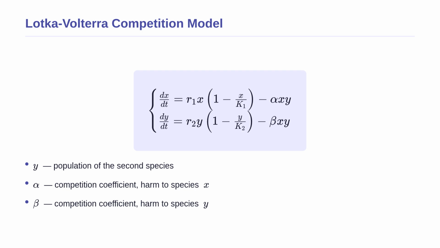The symbol alpha is the competition coefficient, measuring how much one individual of species Y hurts the growth of species X. Similarly, beta shows how much species X harms species Y. We multiply X and Y together because the interaction depends on both being present. If the population of Y increases, the negative term alpha times X times Y becomes larger, which physically means the growth rate of X decreases much faster due to heightened competition.